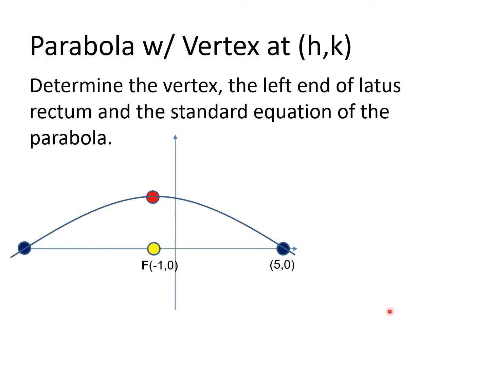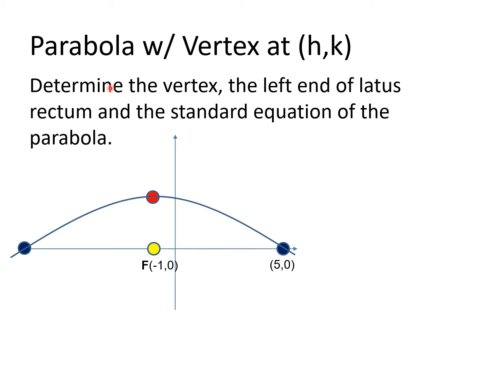This time, we have another example. We determine now the vertex, the left endpoint of the latus rectum, and the standard equation of the parabola given this diagram. So, pinapakita niya that the parabola opens downward with the focus at negative 1, 0, and the right endpoint of the latus rectum is 5, 0.